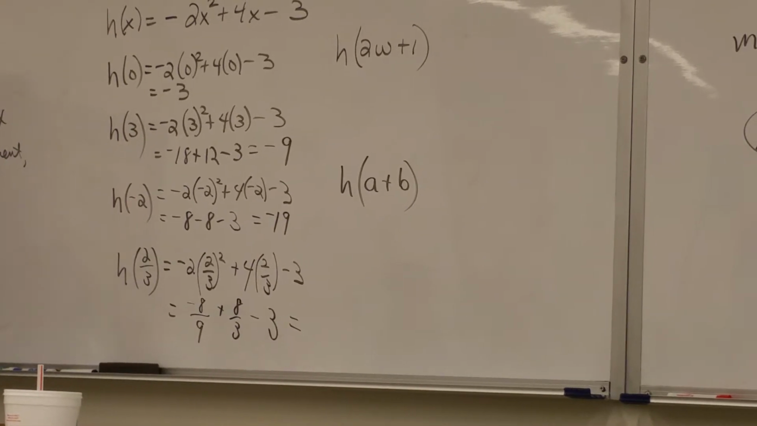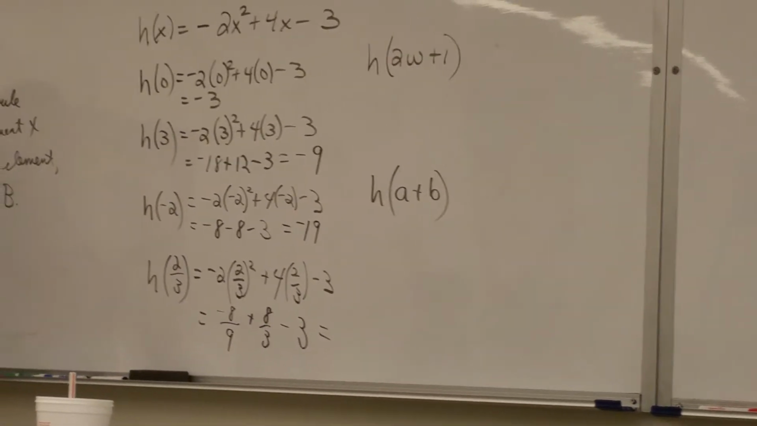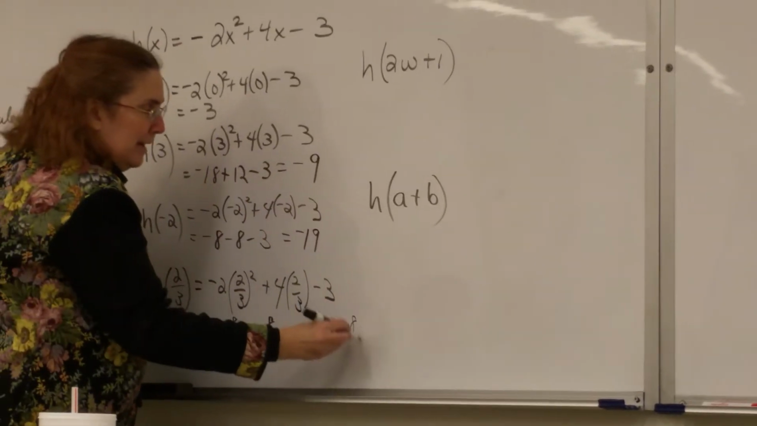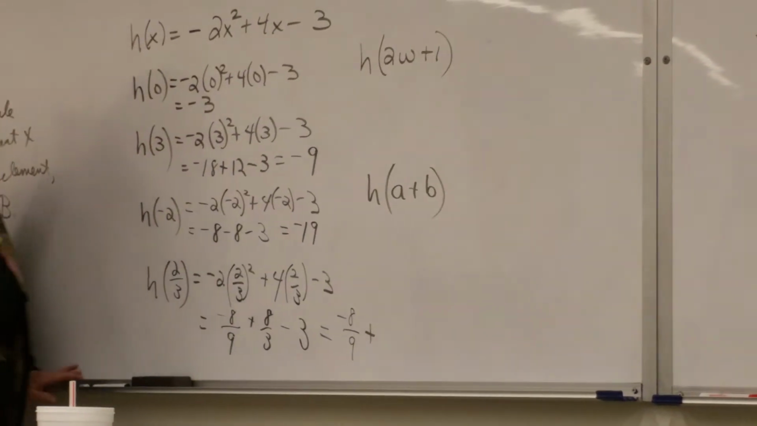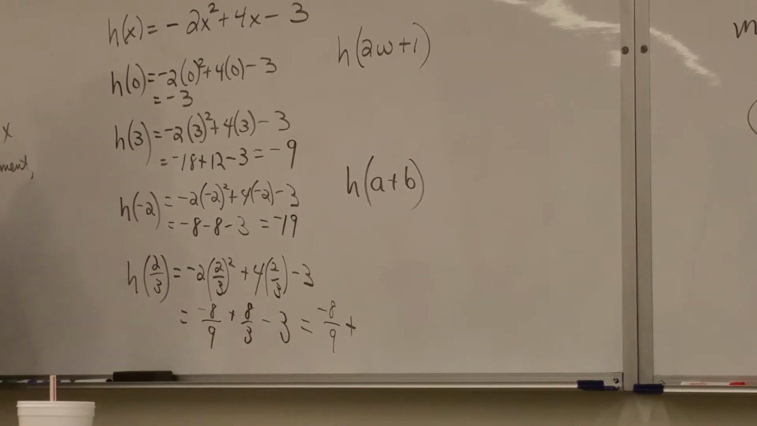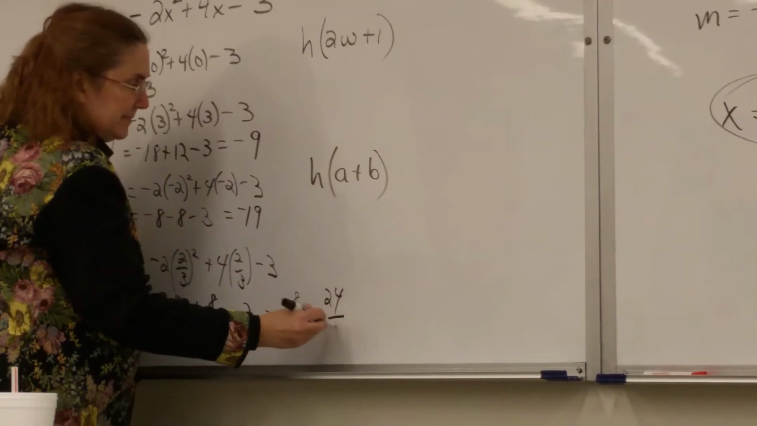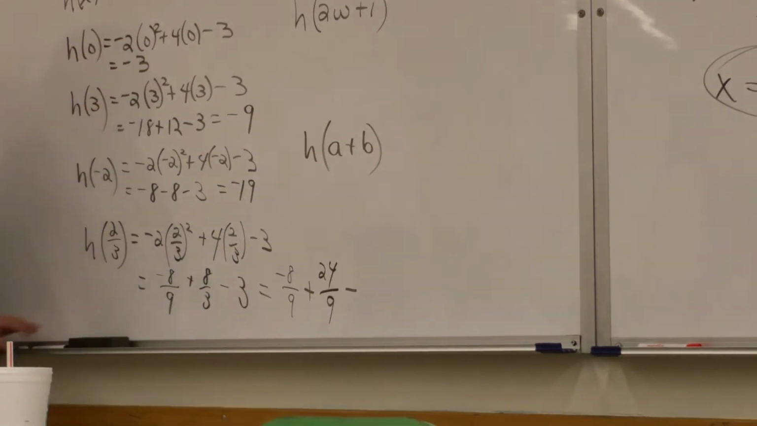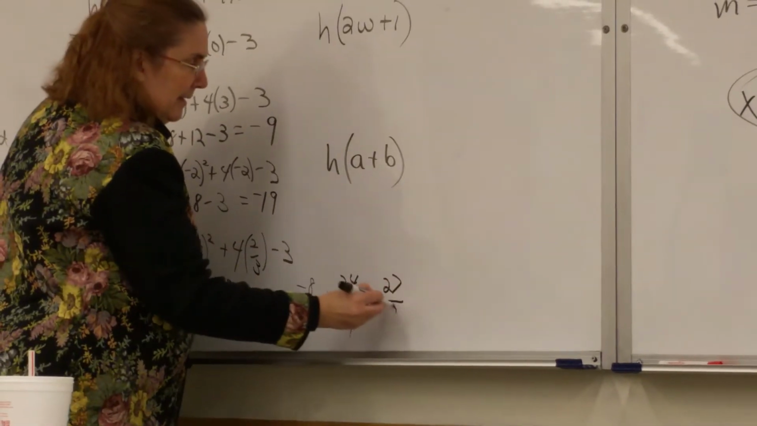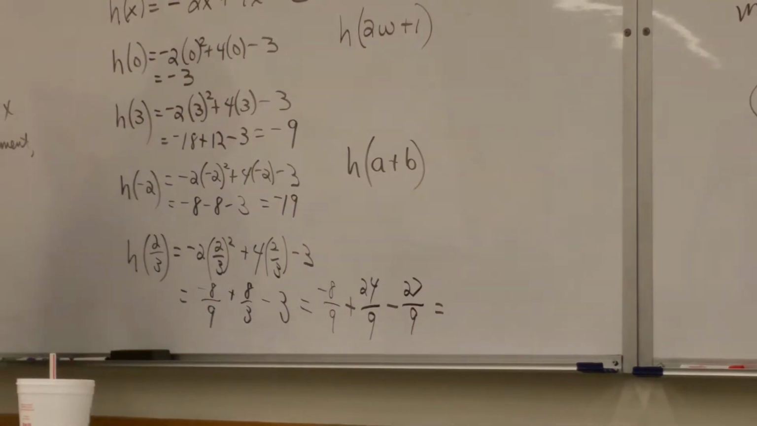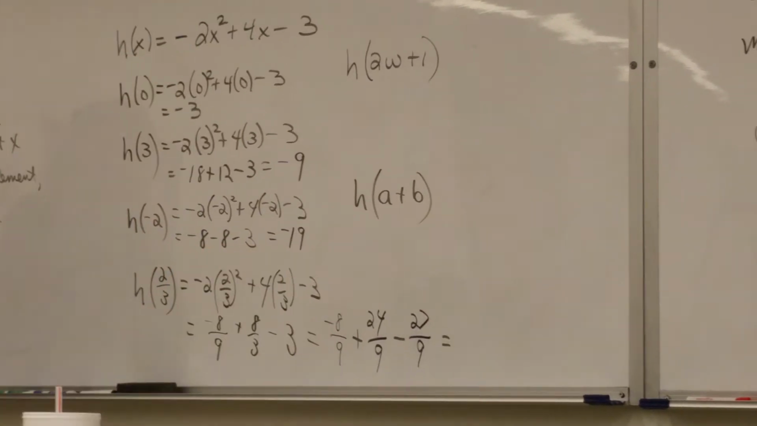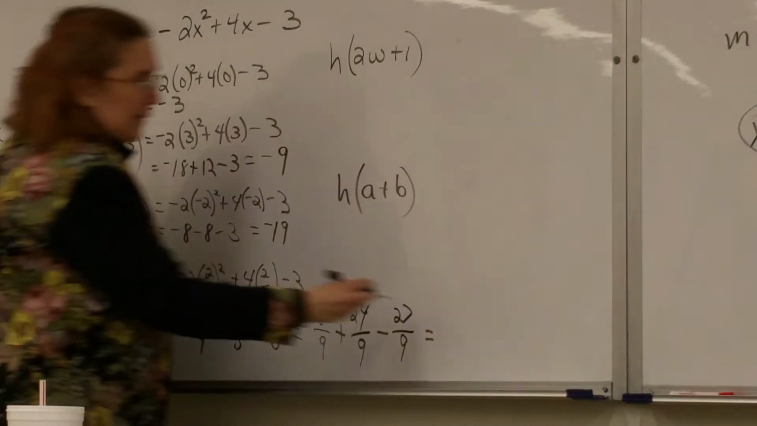How do we combine fractions together? We need a common denominator. What's the least common denominator? 9. So that's negative 8 ninths plus, what's 8/3 with a denominator of 9? 24 ninths. Minus, what's 3 with a denominator of 9? 27 ninths. Combine the like terms together. What do we get? Negative 11 ninths.